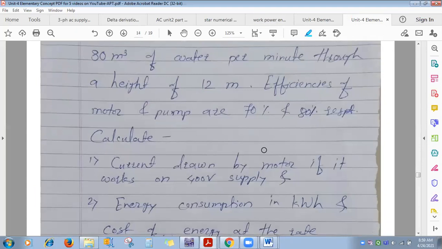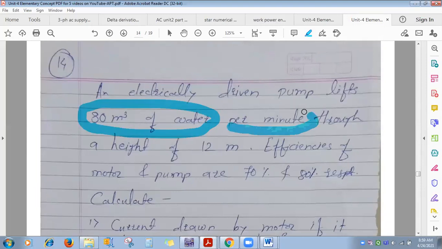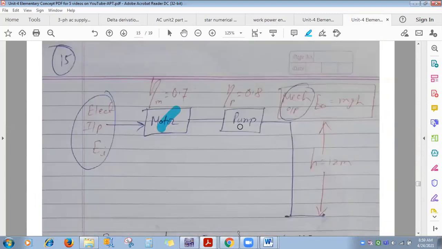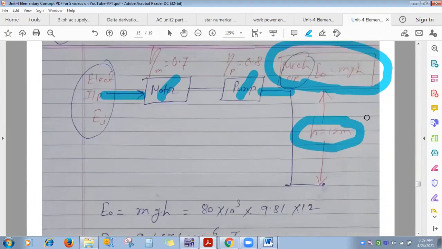Just 2 minutes. Okay, so see, an electrical driven pump lifts 80 meter cube of water per minute through a height of 12 meter. Means ये motor pump assembly है. Motor efficiency is given, pump assembly efficiency is given. For the motor, electrical is the input, mechanical is the output. So output of motor is mgh, because it is lifting water through a height of 12 meter against gravity. So mgh is the output.